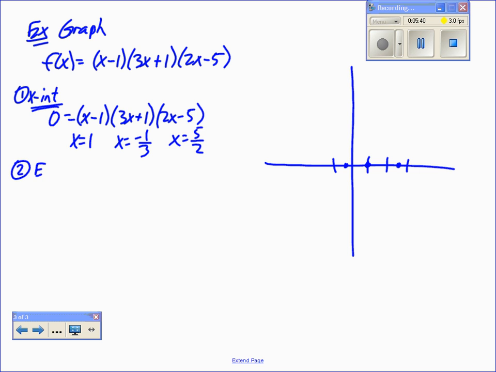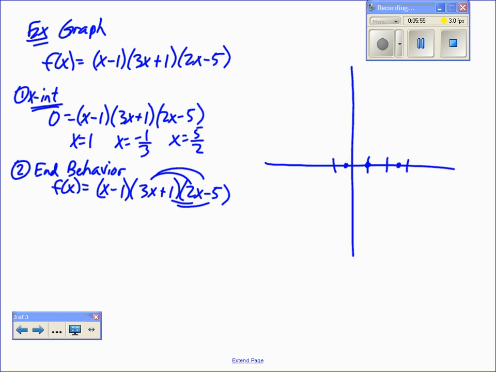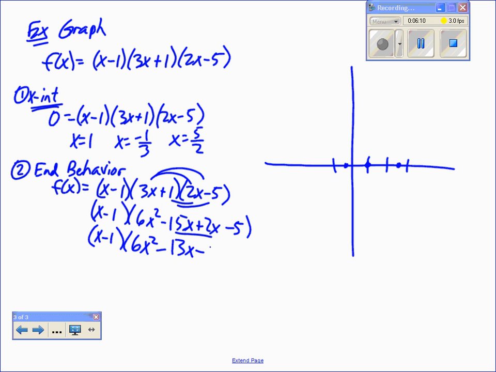Number 2, let's talk about end behavior. Now this is not in your old standard polynomial form, so we're going to have to make it before we analyze this. I'm going to go ahead and do these ones first. Combine those. 6x squared minus 13x minus 5. Go ahead and distribute that x through, distribute the negative 1 through. I got 6x cubed minus 13x squared. The rest of it I really don't care about because all I care about is my end behavior here.